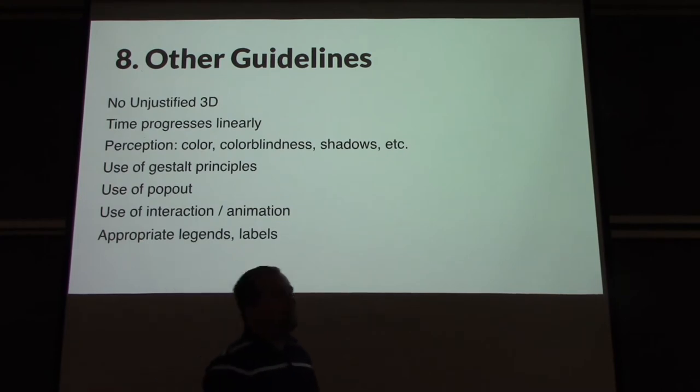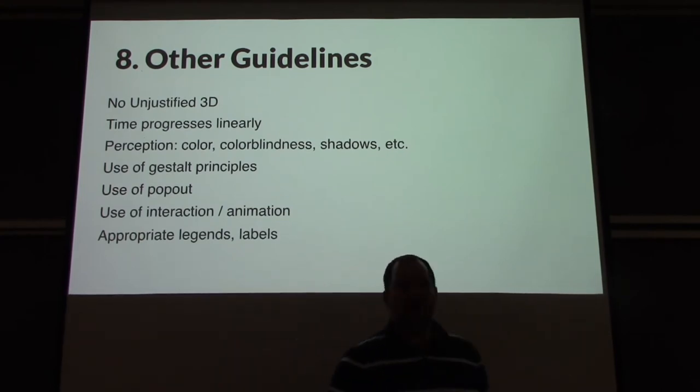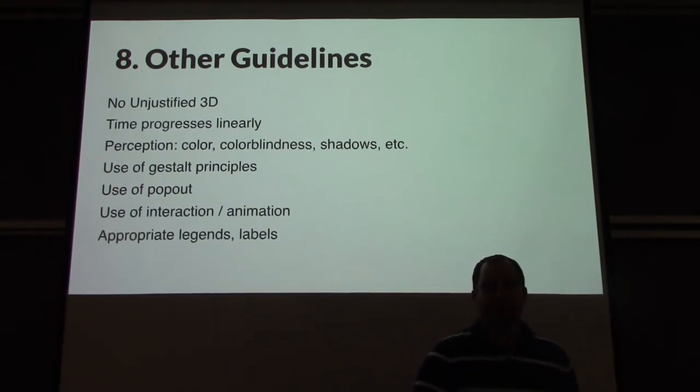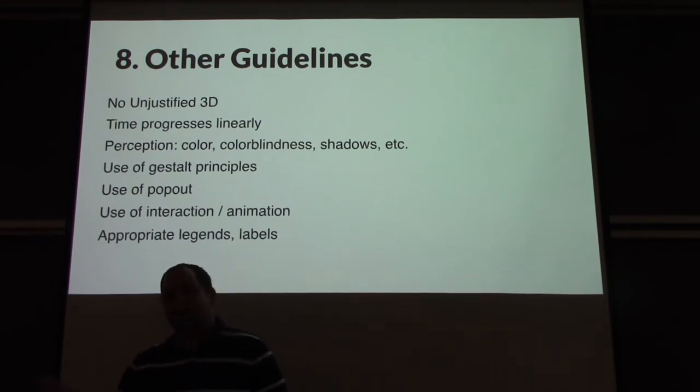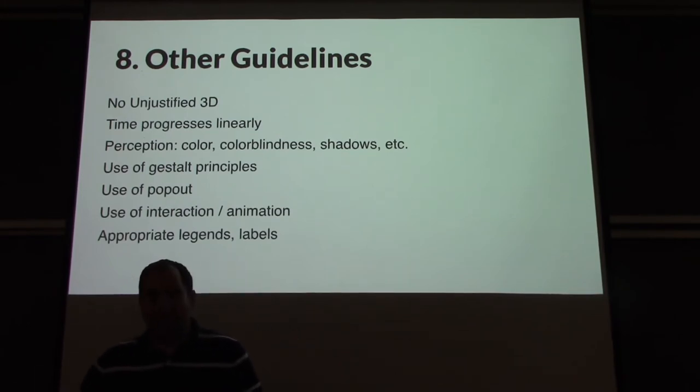The next guideline is that time progresses linearly. This is very obvious, but it should also be like that in the chart. So if you have five consecutive years, they should be in the order of how time flows and not in some different order, and they should be proportionally spaced according to their time points that we observe.